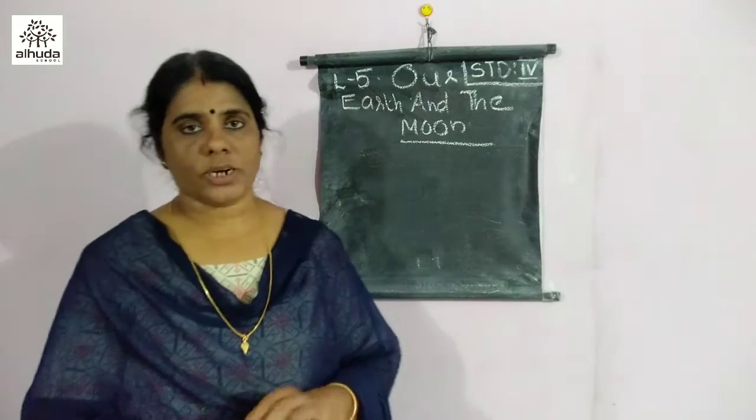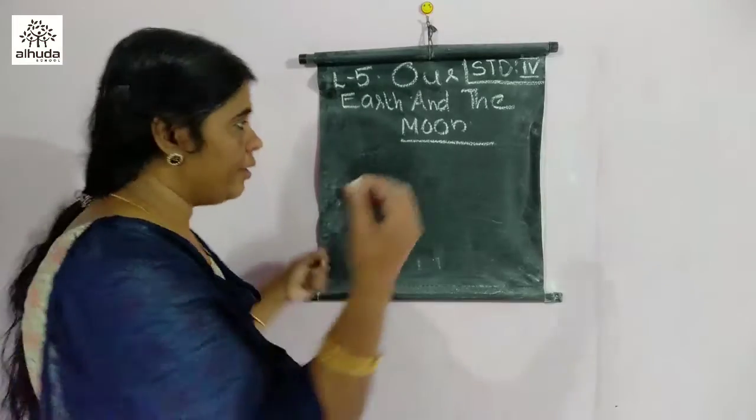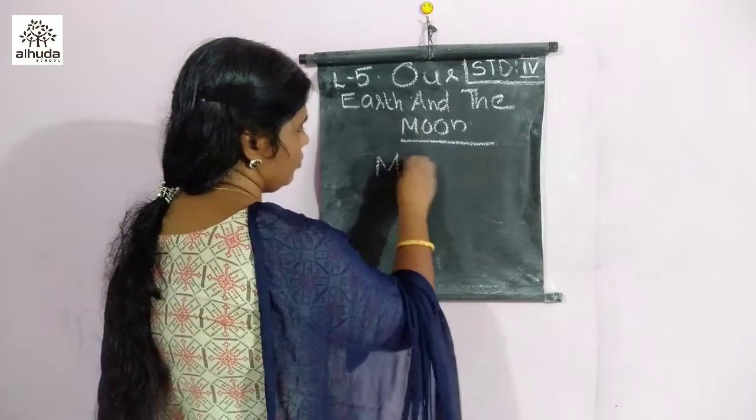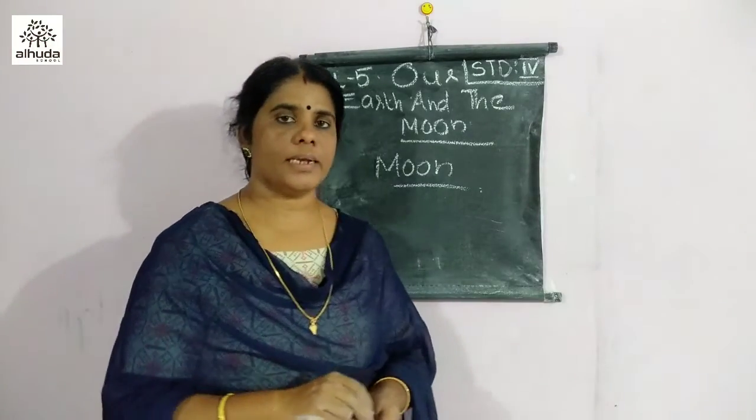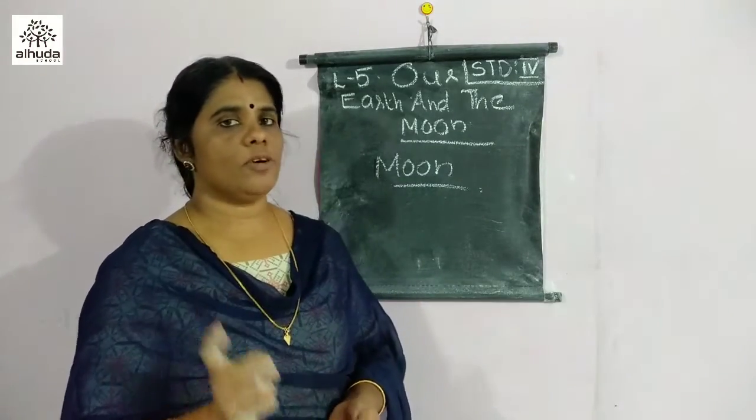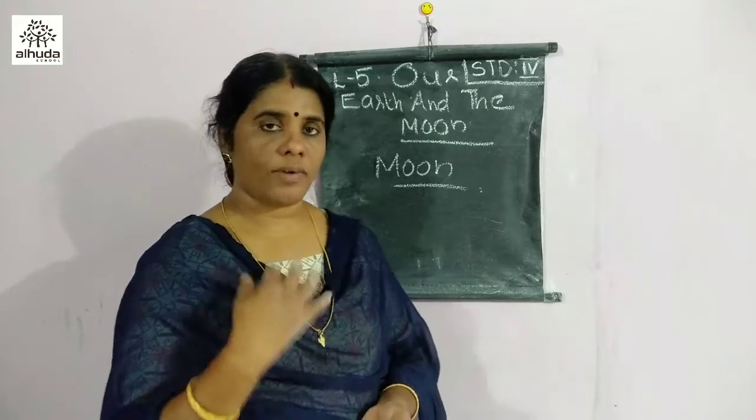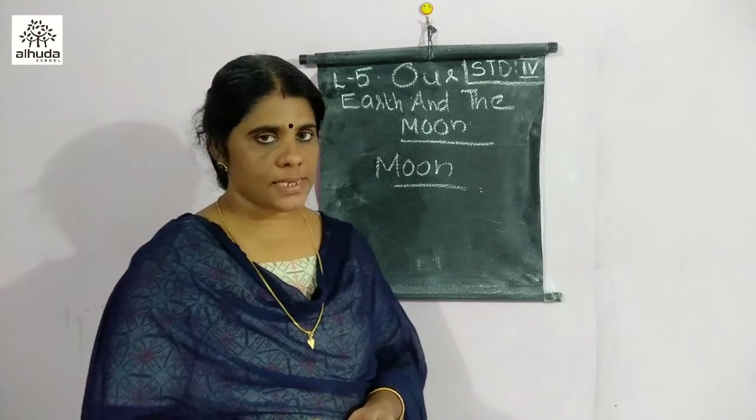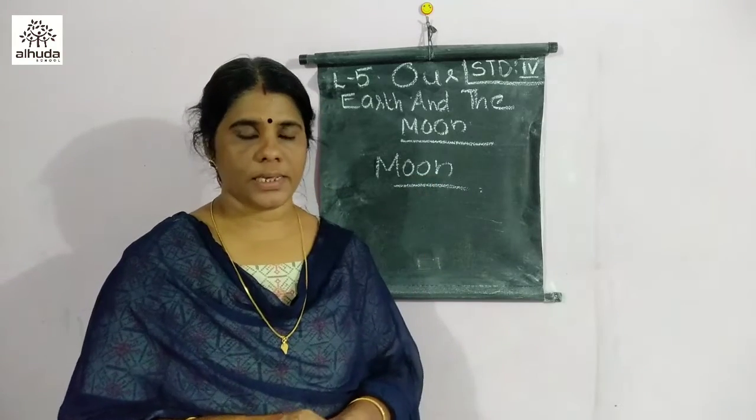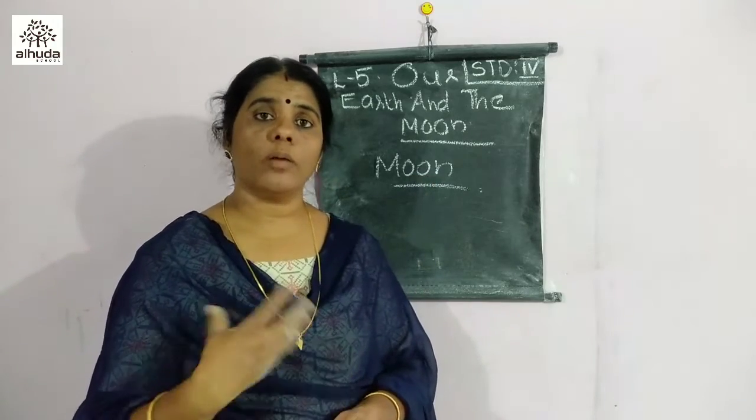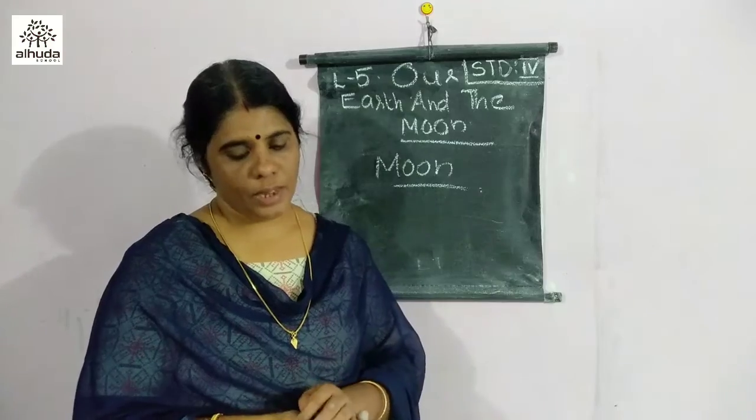Earth has a natural satellite called the Moon. What is a satellite? A satellite is a heavenly object that revolves around a planet. So our natural satellite is the Moon. Now we are going to learn more about our Earth.